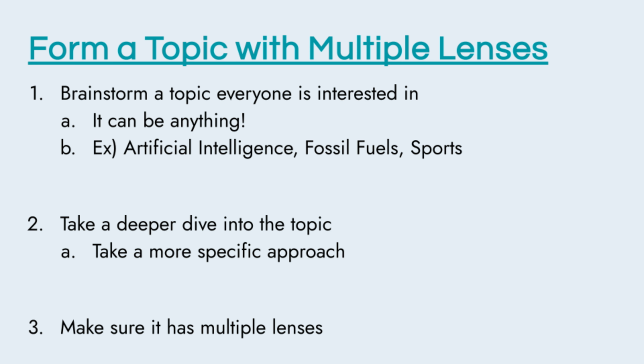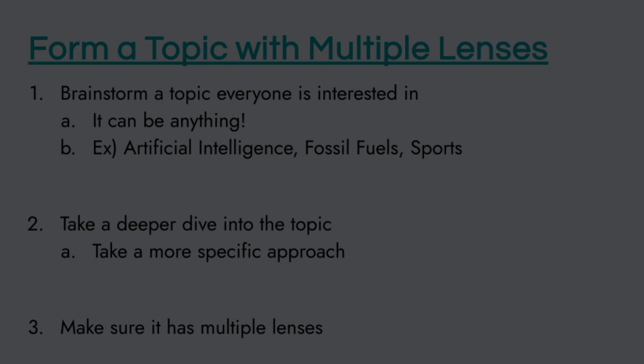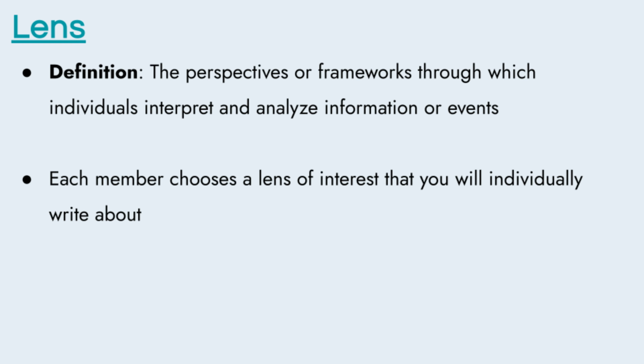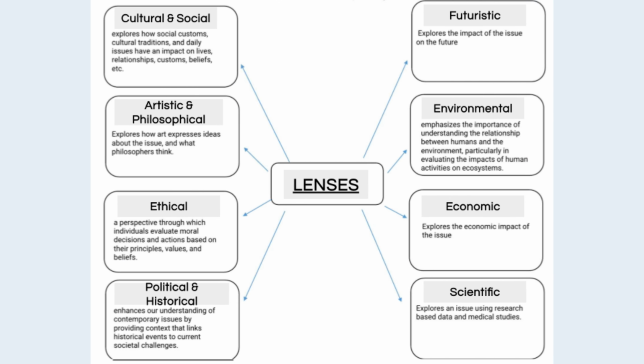Your final check will be to make sure that your topic has enough lenses, enough for one lens per person in your group. A lens is a specific area of focus that you will look through when writing your individual paper. You and your team will choose what lenses you each want to do. Here's a chart of the various different lenses to choose from, ranging from social all the way to economic and scientific. Choosing a lens for your essay all depends on its relevance to your topic and if you are interested in researching it.